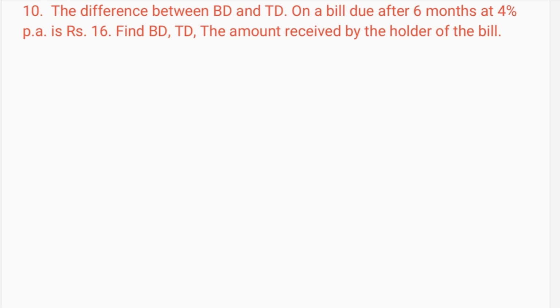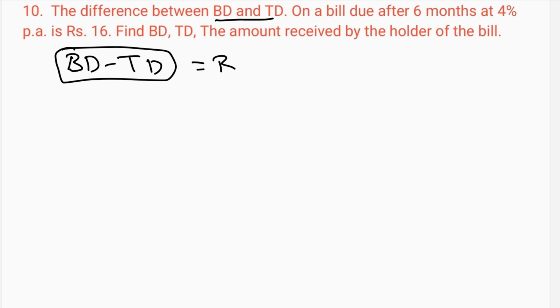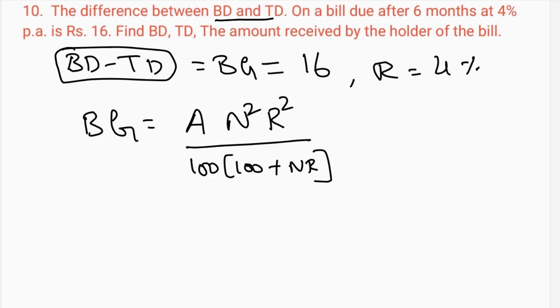The next problem, slightly different. The difference between BD and TD on a bill due after 6 months at 4% per annum is 16. The difference between BD and TD, that is BD minus TD, which we are familiar with, is nothing but banker gain. They have only given banker gain, and they have given R as 4%. On a bill which is due after 6 months, find the banker discount, true discount, and the amount received by the holder of the bill.